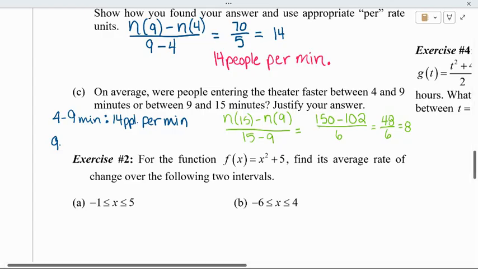So in the 9 to 15, whoops, why did that change colors? That happened so quickly.